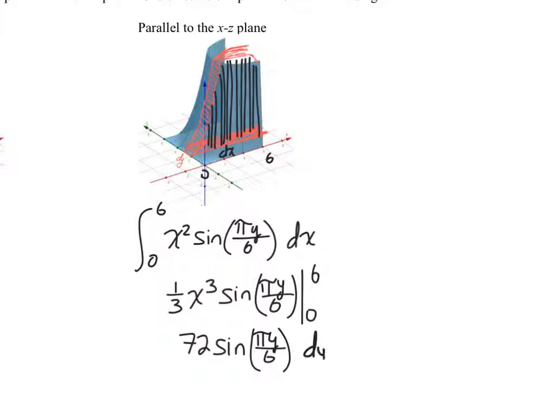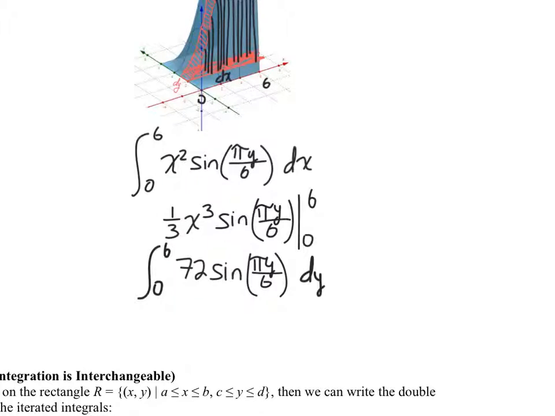I have a dimension y, all right, because each one of those areas represented by 72 sine pi y over 6 has a thickness dy. If you multiply them together, you get a volume, all right? What I want to do is collect all the volumes going from 0 to 6, and if I do that, I'll have the total volume contained between the surface and the xy plane. All right, so integrate.